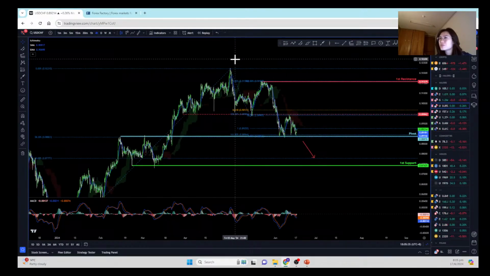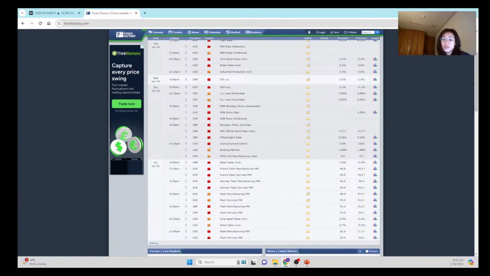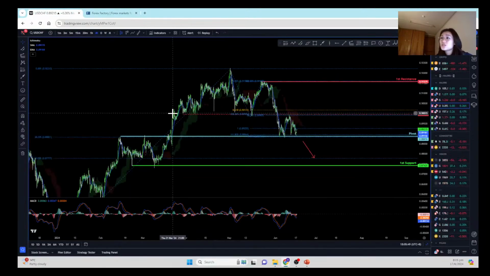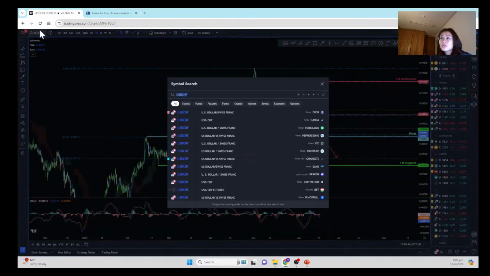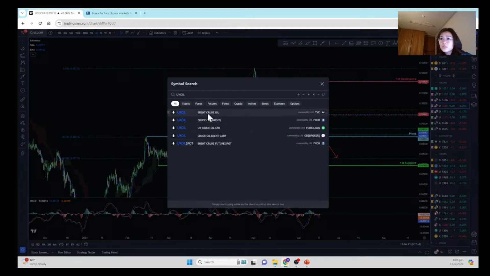Okay, we did mention we were gonna look at euro because of all of the PMI, and also Aussie dollar because of tomorrow's cash rate announcement. So those are the currency pairs that we'll look at. UK oil. Okay, let's take a look at that. Would that be Brent crude?